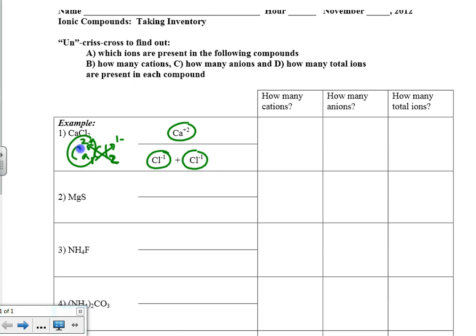From this, we can see that there is 1 cation, there are 2 anions, for a total of 3 total ions.